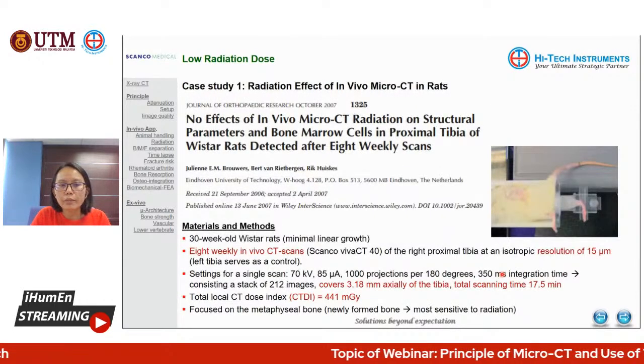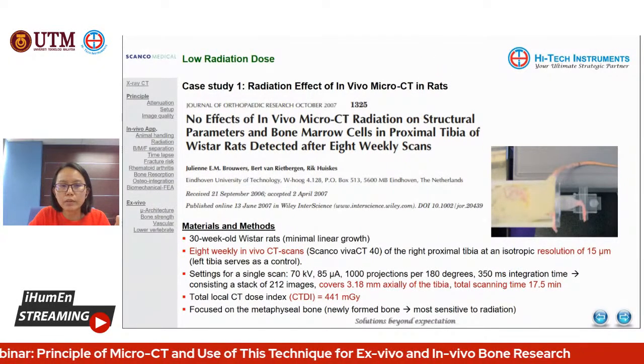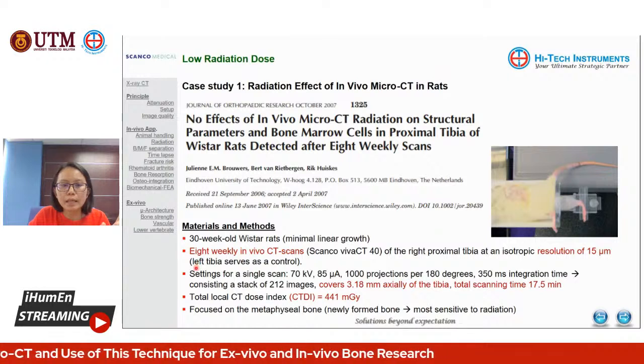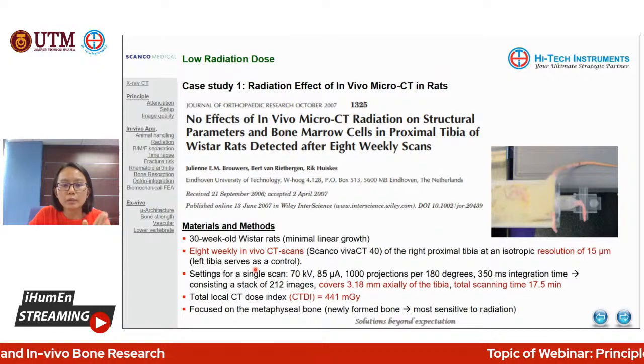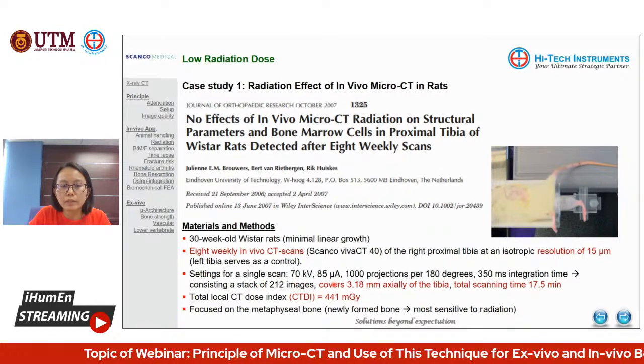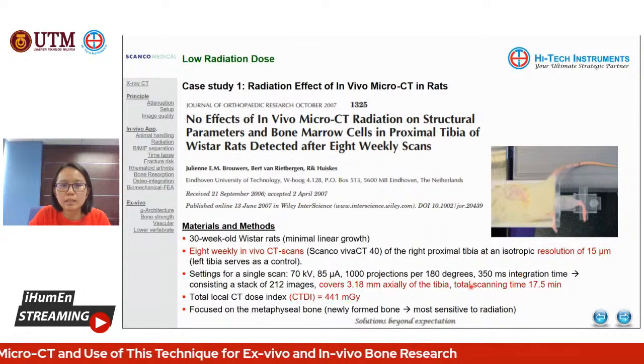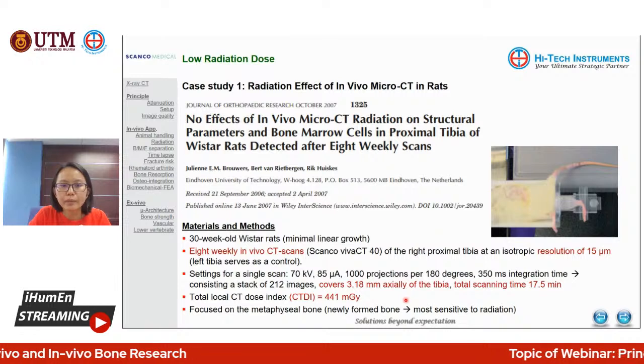Okay, so I have extracted 2 case studies looking at the radiation effect. The first case looks at the rat itself. It was scanned 8 times, weekly, so every week the animal was scanned at a resolution of 50 micron on the left tibia, with the setting of 70 kV, 1000 projections with 350 milliseconds. It covers about 3.18 mm of the tibia, and the total scanning time is about 17.5 minutes.